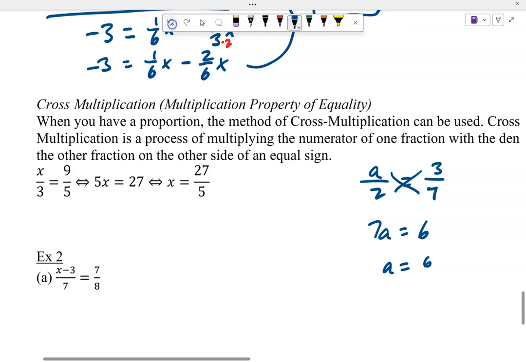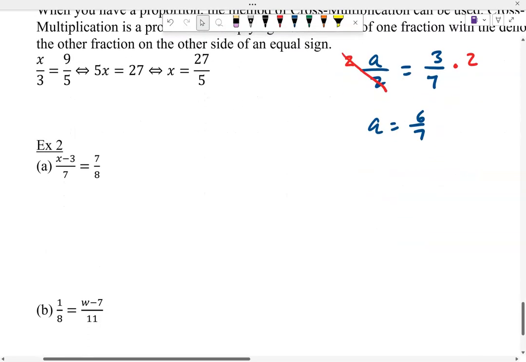So it's still using your axioms. So let me do it with your axioms. In other words, it's still getting rid of the 2. I'm multiplying this side by 2, and I'm multiplying that side by 2. So you see how, either way, it gives you 6 over 7. But that can be a useful way to solve them. So we'll go ahead and do it with cross multiplication.